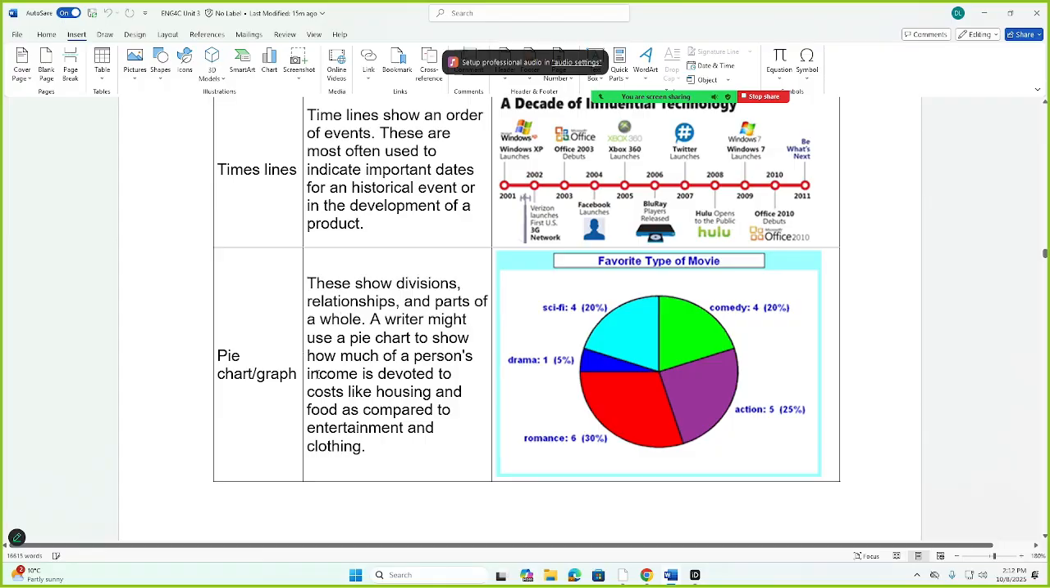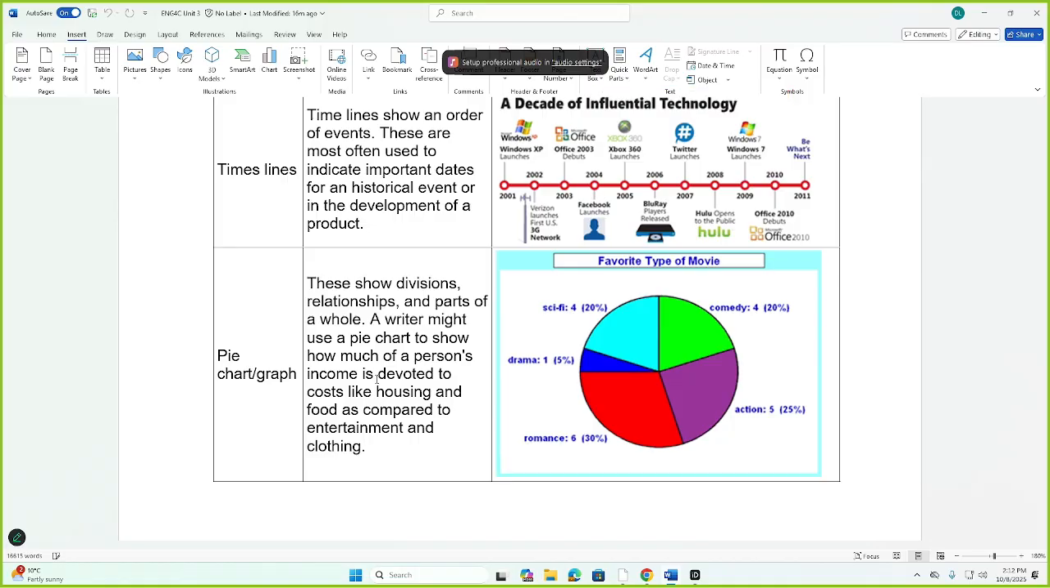With pie charts, they're the next item here. These show divisions, relationships, and parts of a whole. A writer might use a pie chart to show how much of a person's income is devoted to costs like housing and food as compared to entertainment and clothing.